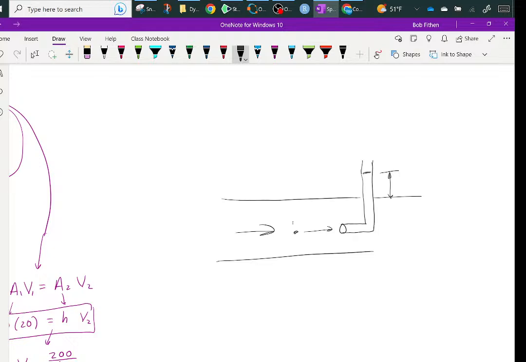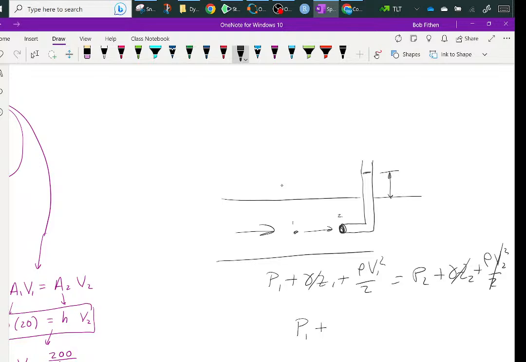So if you write between 1 and 2, P1 plus gamma Z1 plus rho V1 squared over 2 is equal to P2 plus gamma Z2 plus rho V2 squared over 2. The water is stagnating against that. These are at the same elevation, so what you get is P1 plus rho V1 squared over 2 is equal to P2.